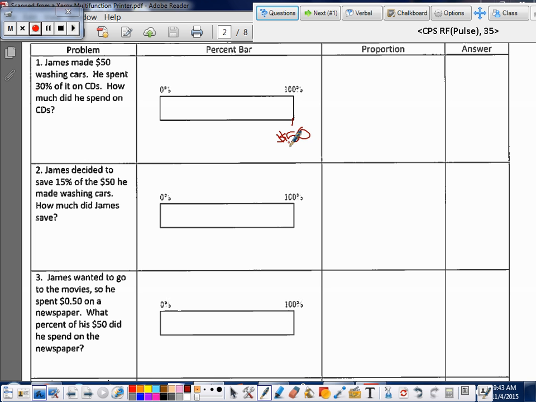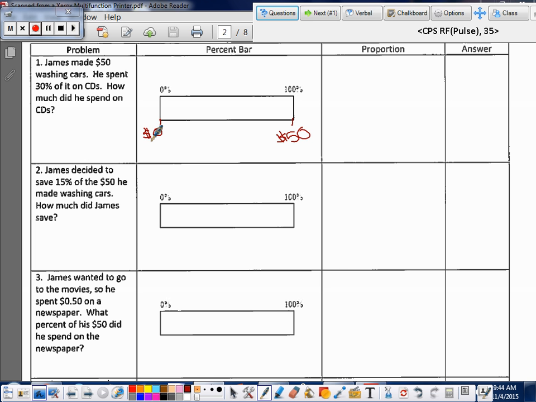Meaning the other side would be $0. Very good. And just like Tristan said, if we have no part of the bar, then we have $0. Now, we need to get to 30%. So what's an easy way to divide up this percent bar so we can get 30%? Tristan? By fives. If I divide it by fives, that gives me 20, 40, 60, 80, 100. I want to get to 30 a little easier.